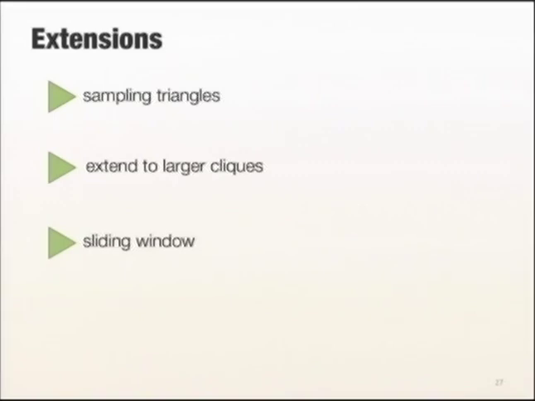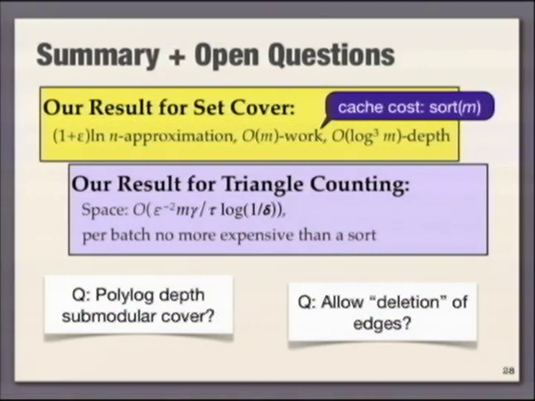Okay, so let me summarize. We looked at essentially two results. One is that greedy set cover, despite looking sequential, you can actually make parallel by doing approximation on the process itself. You lose some accuracy, but then you can go way faster than before. In the case of triangle counting, again, batching and approximation help speed it up and help you parallelize it.